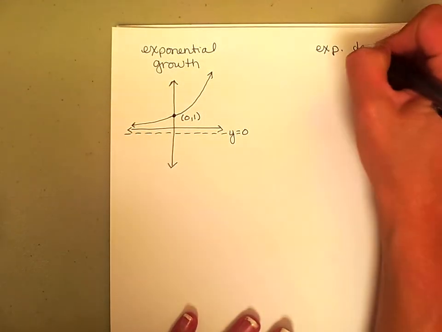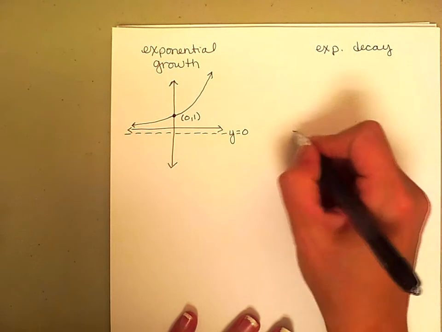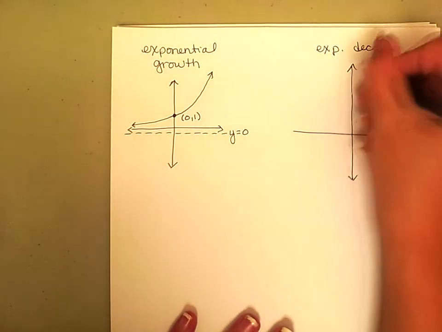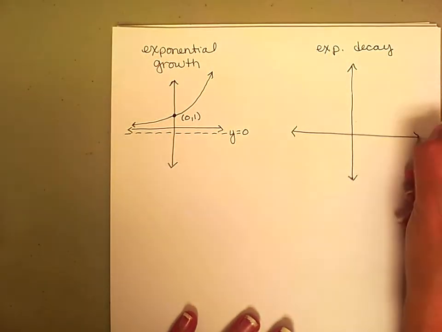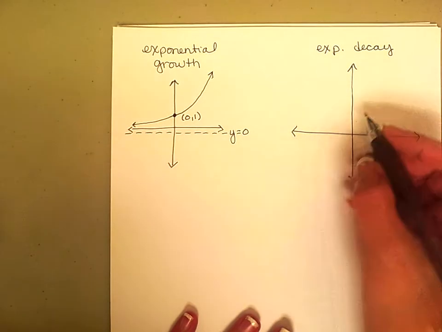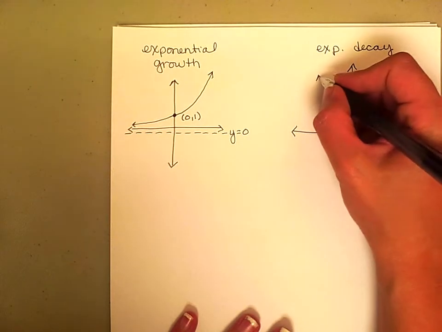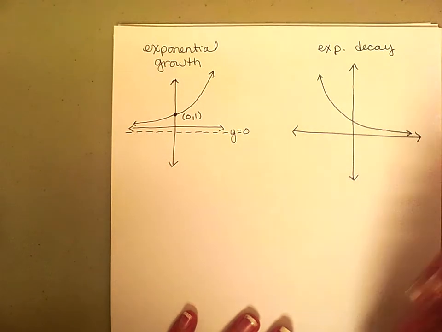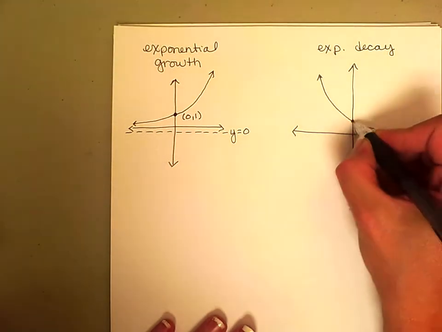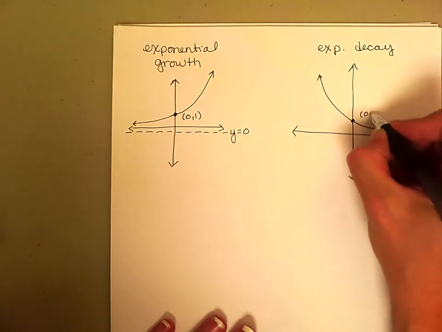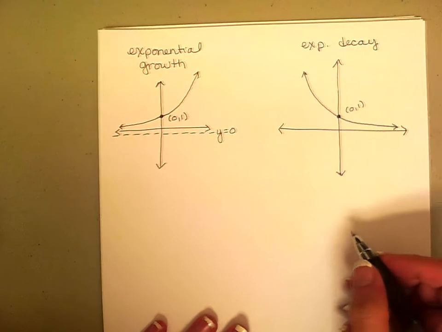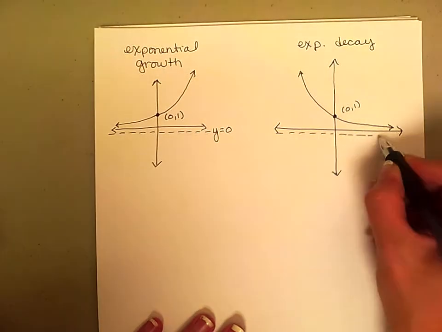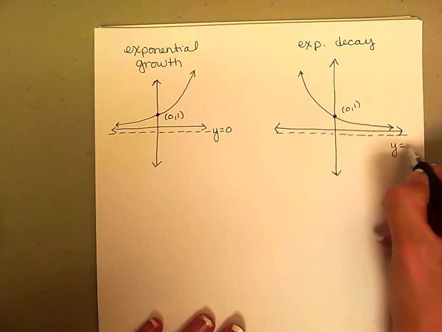In exponential decay, we can again do the same sketch. This needs to be put in our tool kit of functions that we understand about. The graph now looks like this, and so it's easier to actually draw in what the graph looks like first and then label things appropriately. So this is (0, 1). We still have a horizontal asymptote at y equals 0.